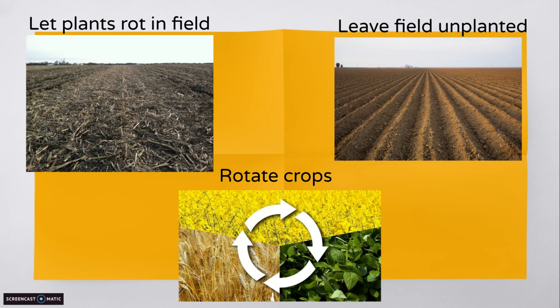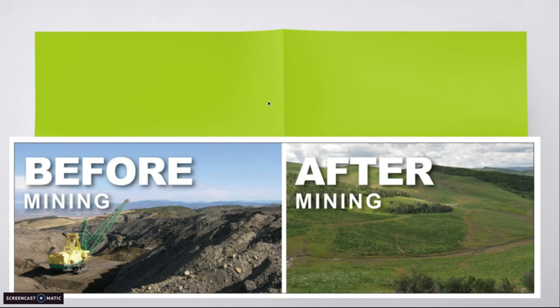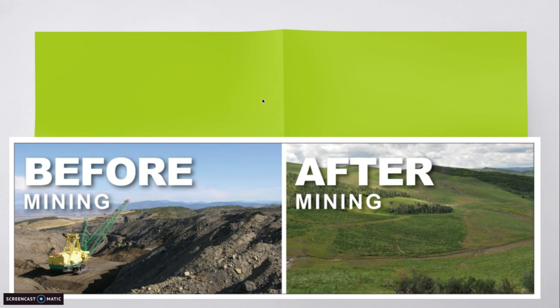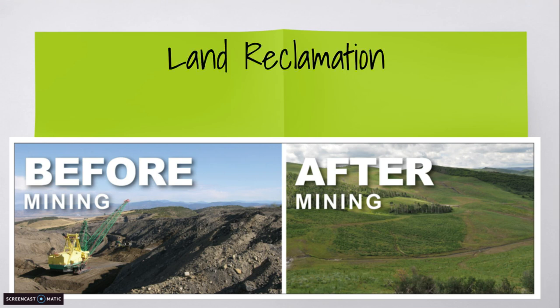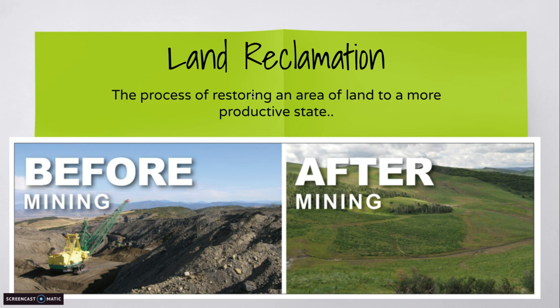All right. Now, it's not all bad, okay? Sometimes the land that has been abused can be restored, and we call this land reclamation. And it's basically the process of restoring an area of land to a more productive state. So here we have an example. This is land reclamation that occurred at a mining site. All right. The before was during the mining, and then after they turned it back into a green space, which is really good. And now this isn't a solution in every case, but it can happen.